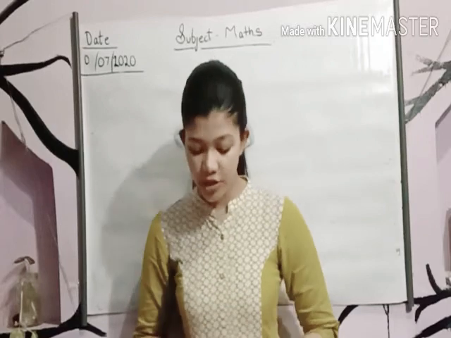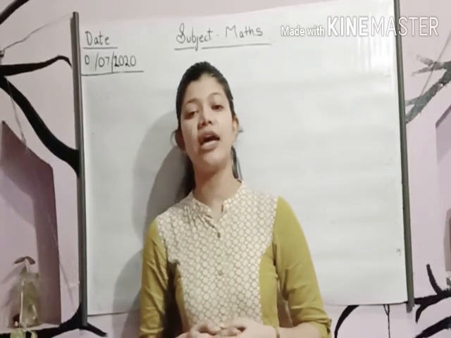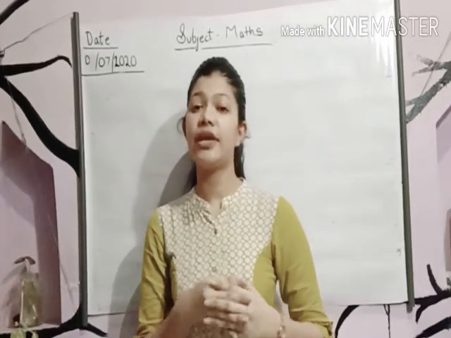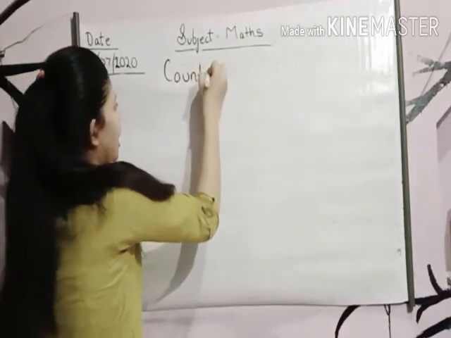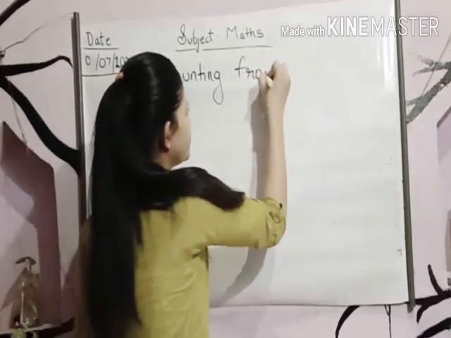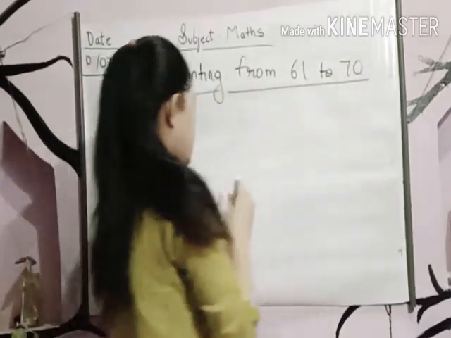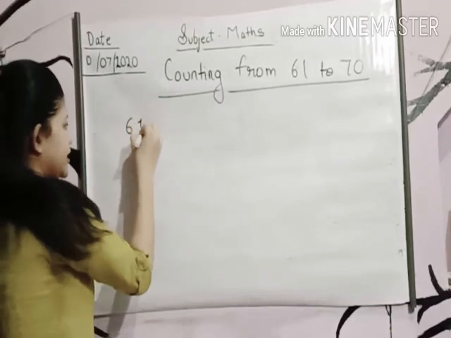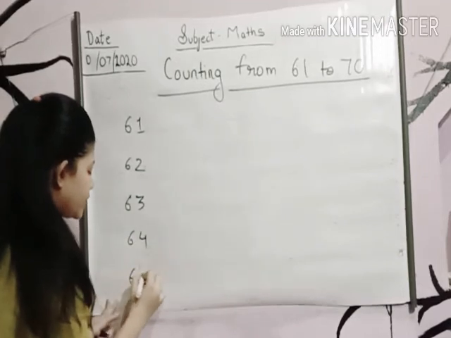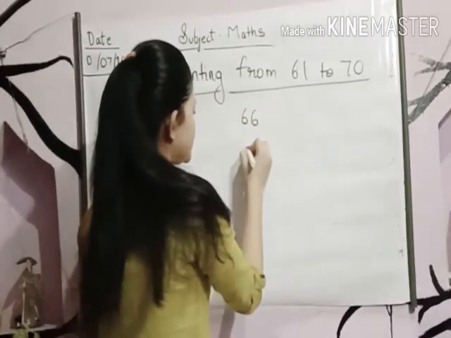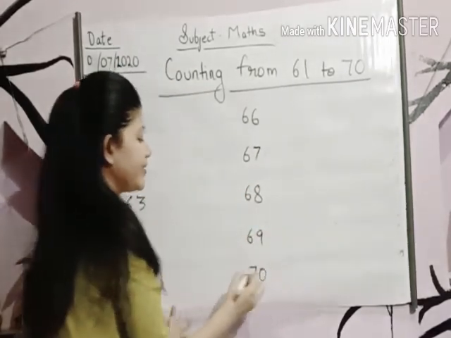Okay, so open page number 62, numbers from 61 to 70. Please open it in your maths book. So let's begin with the video. Now students, counting from 61 to 70. 61, 62, 63, 64, 65, 66, 67, 68, 69 and 70.